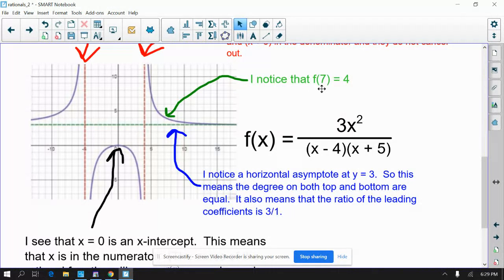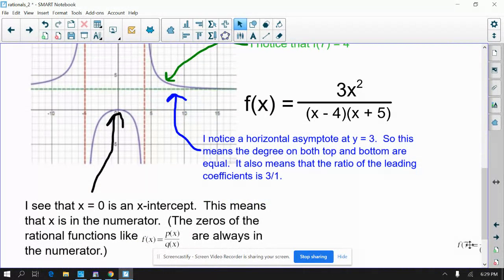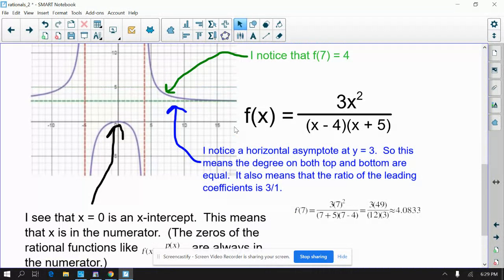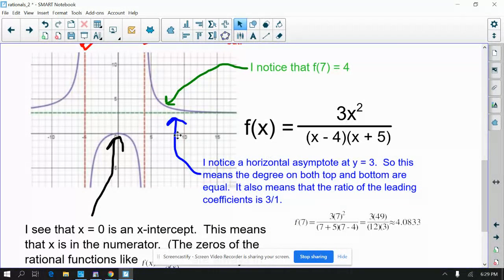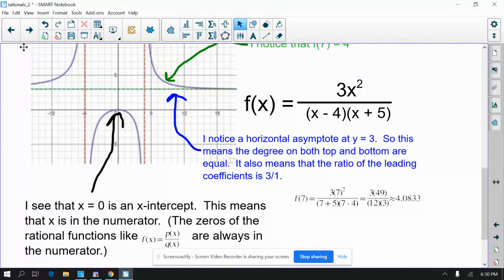Remember that when you plug in 7, you have to get 4. Let's see. If I plug in 7 into this, 3 times 7 squared divided by 12 times 3, you get 4.083, which is definitely close enough. 4.083 is close enough to 4, so that would be absolutely full credit here, as long as your work is supporting this. If you just put this out there with no explanation of how you got this, that's not good.